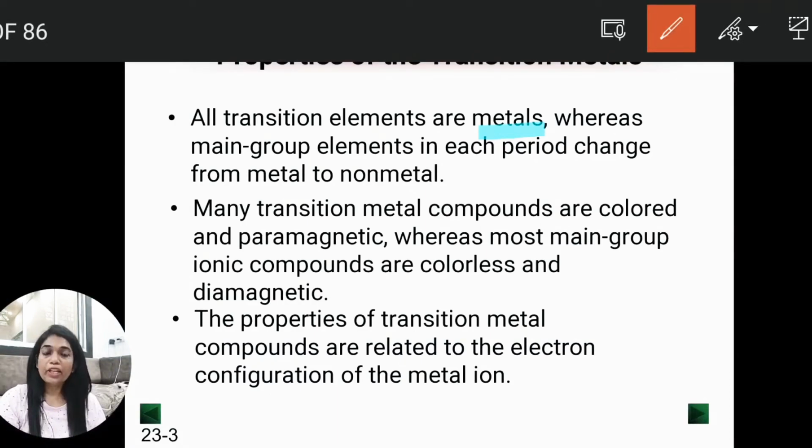Then the properties of transition metals depend upon the electronic configuration of the metal ion. Also they show the properties of metals. What are the properties of metals? Let me know in the comment section.